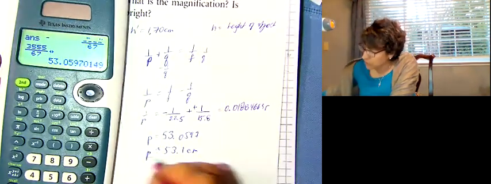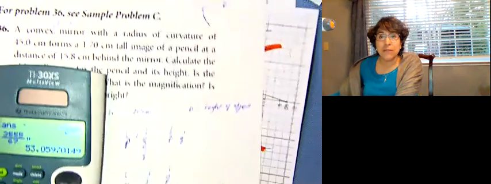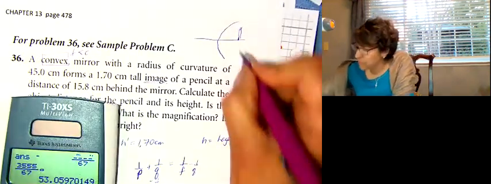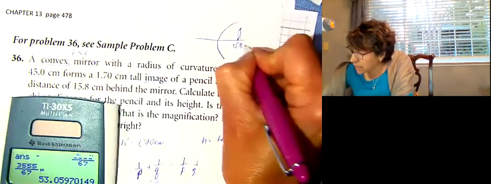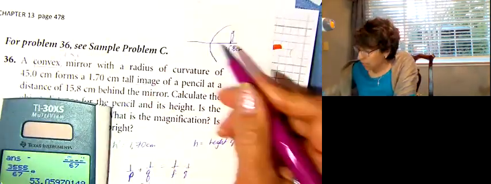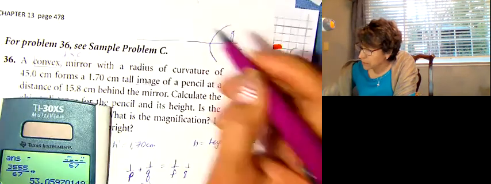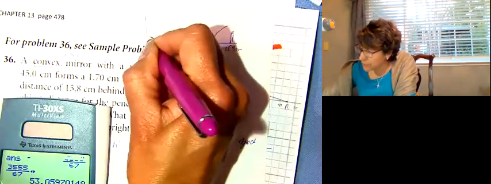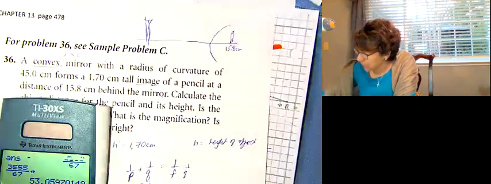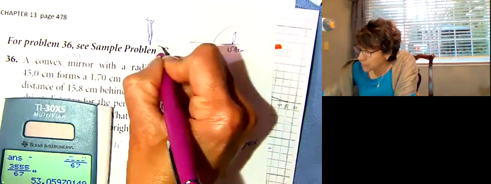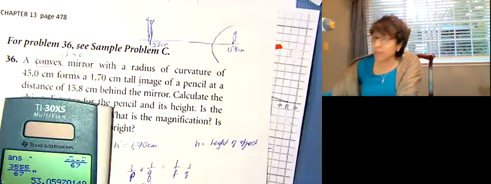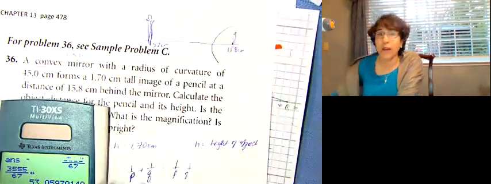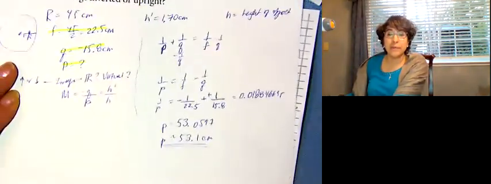All right, so now I know that even though the image is about 15.8 centimeters here, my object is way over on the other side at 53. Well, it's not to scale. This one's over here. There it is. That one is at 53 centimeters over here on that side. All right. So we're not done yet. We got the P.